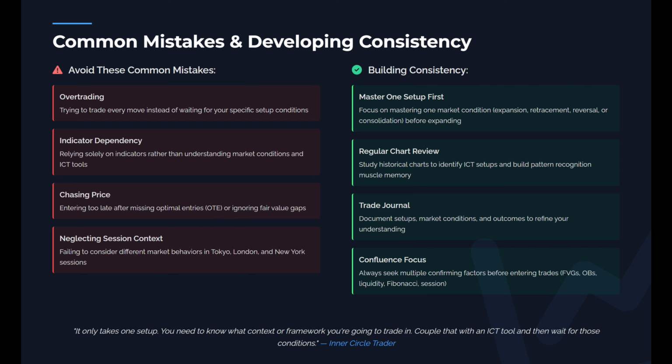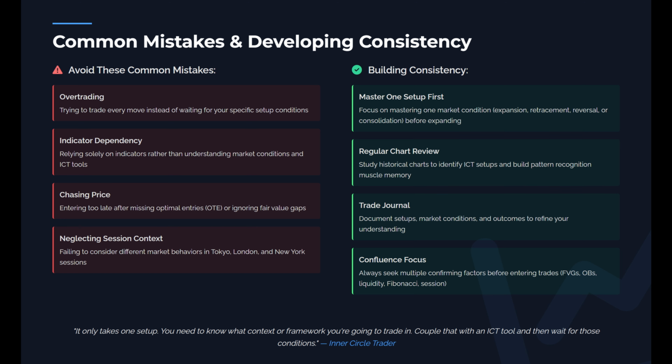Now, here's how to develop consistency. Start with just one setup type. Don't try to master everything at once. Pick consolidation breakouts, for example, and become an expert at that one pattern before moving on to others.